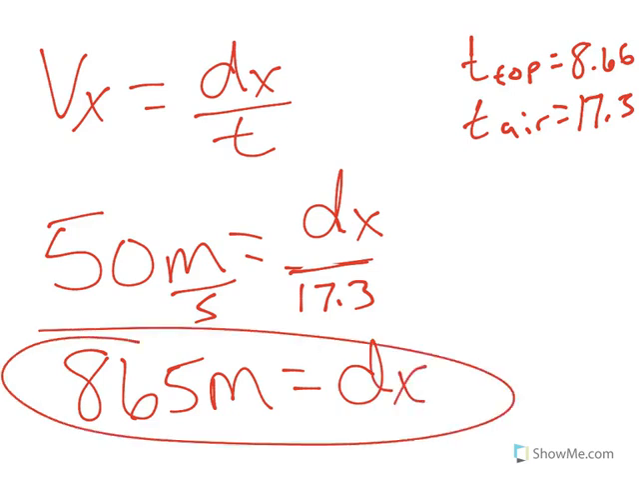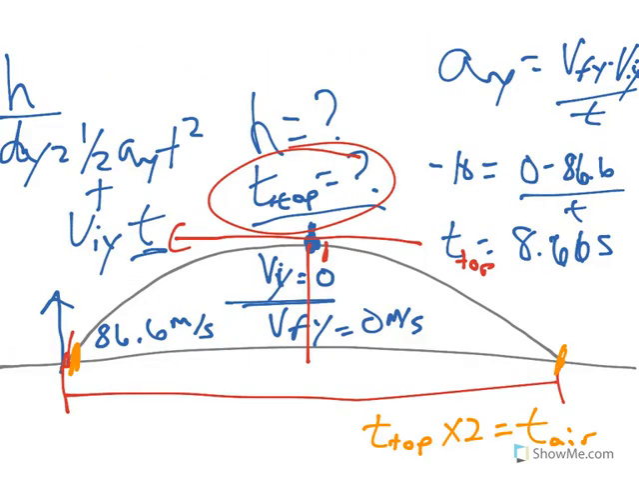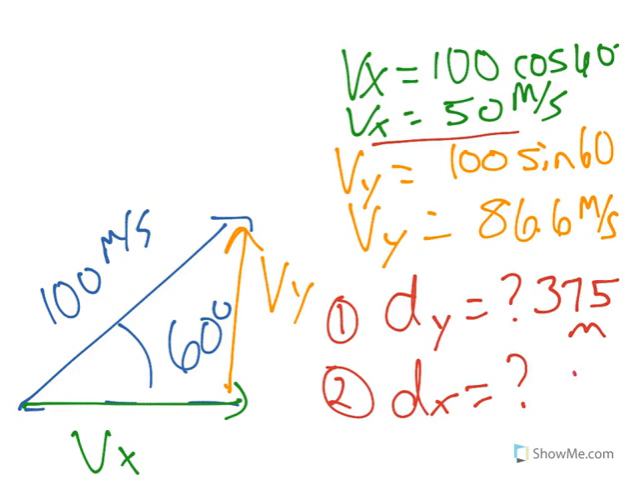So you've solved now for the distance in the x. How far from the launch site will the cannonball hit the ground? Well, it'll hit 865 meters away. And how high will it go? It will go 375 meters into the air. Okay? So there we go. That was question number 2.